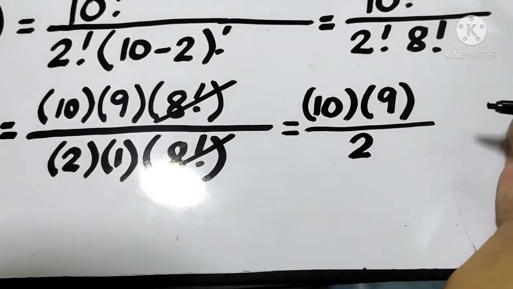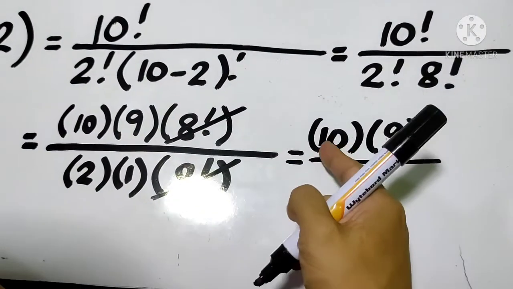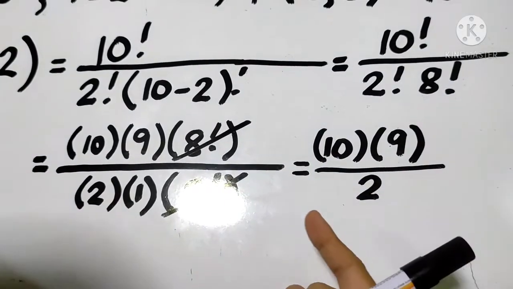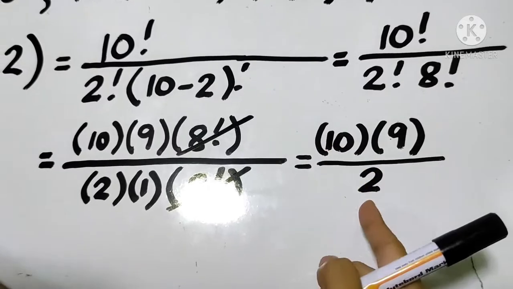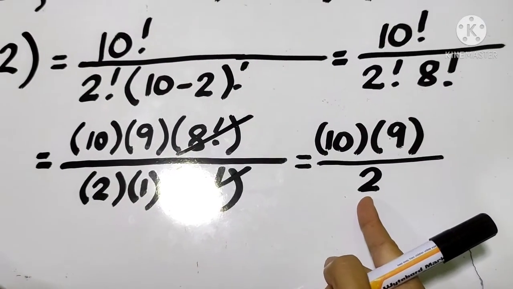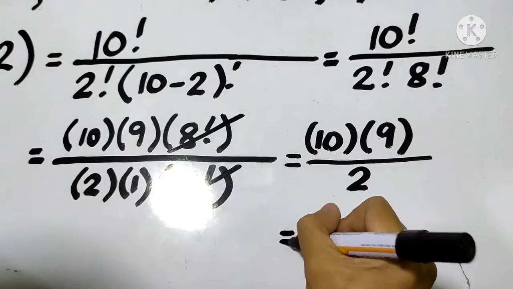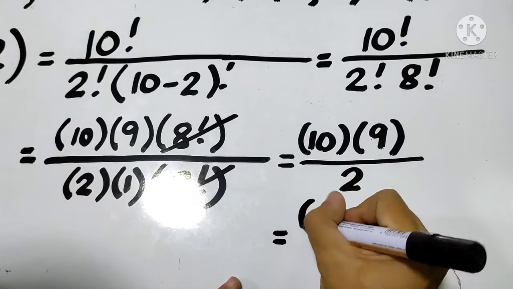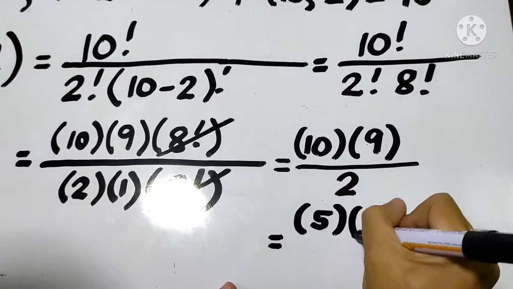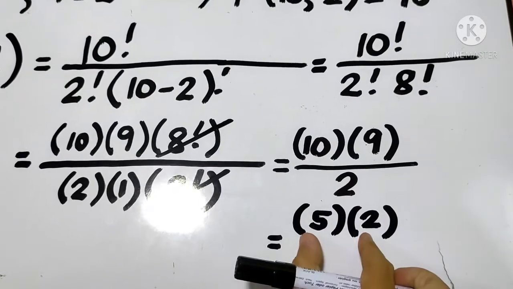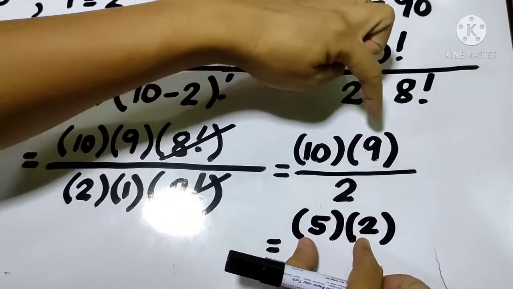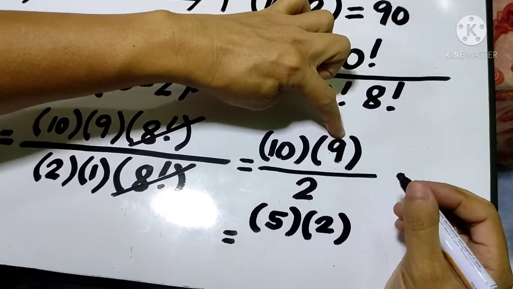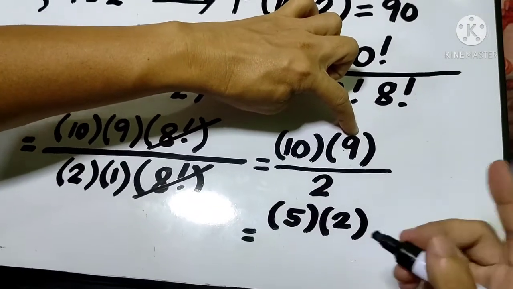So, you have an option here. You can multiply 10 and 9, then divide it by 2, or you can factor your 10 to be able to cancel the denominator. So, that's possible. 10 has the following factors. What are the factors of 10? You have 5 times 2. So, these are the factors of 10. Then, you copy 9. You need not factor 9 because the factors of 9 are 3 and 3.